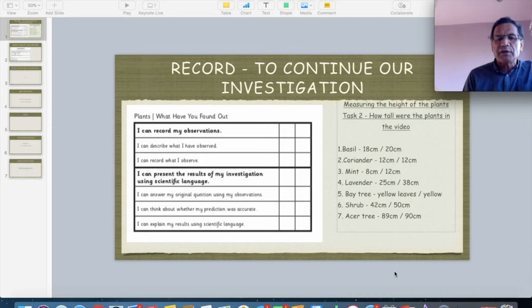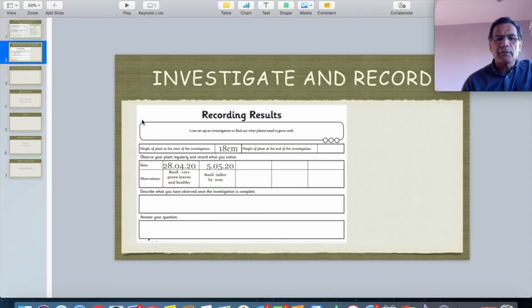So we've observed, do the plants look healthy, and we've also observed and measured the height of the plants. So we can then record all of those things on a recording sheet. So I've just got an example here. This is for the basil last week. It was 18 centimeters, and this week it's grown by 2 centimeters. And it's still looking healthy, so that is a good thing.